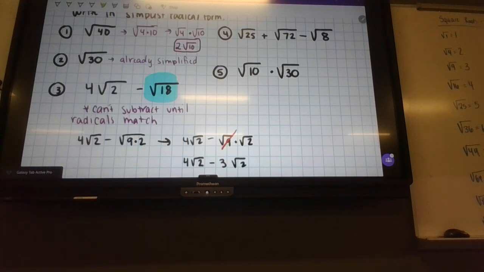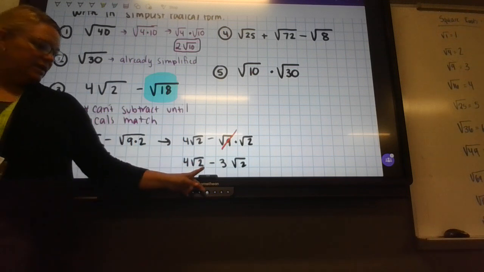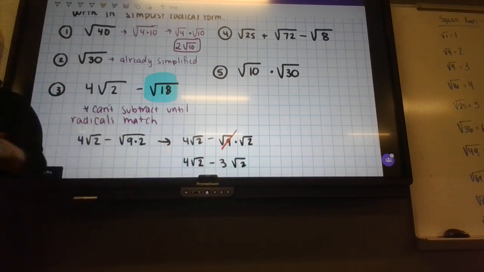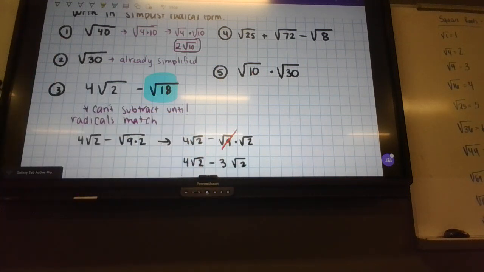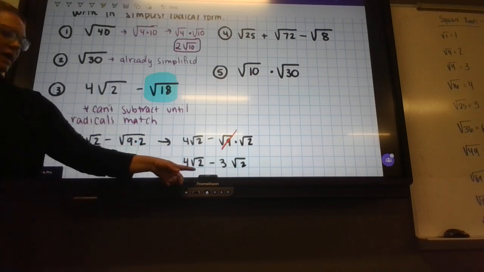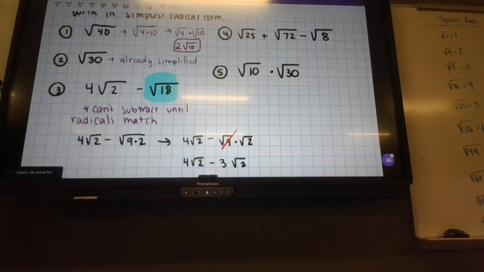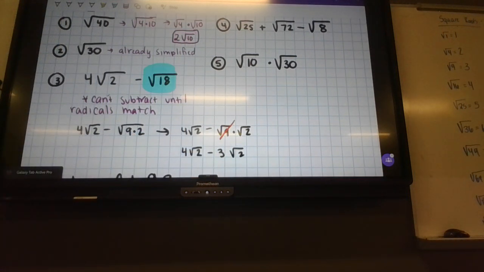Because you actually square root it. Do you understand that, David? Yeah. And now we've created radicals that match. So it says you can't subtract until radicals match. Well, the radicand here is 2 and the radicand here is 2. So now we can do it like terms. So it's just like if this was 4x minus 3x would be 1x. 4 square root 2 minus 3 square root 2 is 1 square root 2. And we don't typically write the 1. So this answer is just the square root of 2.